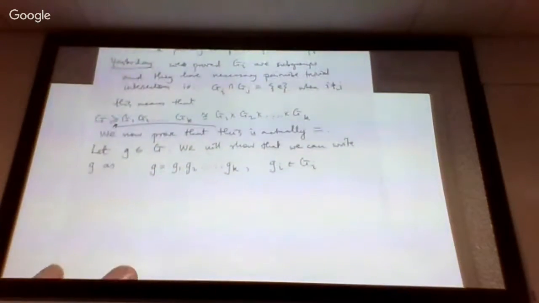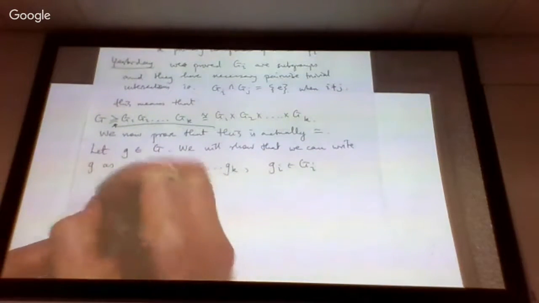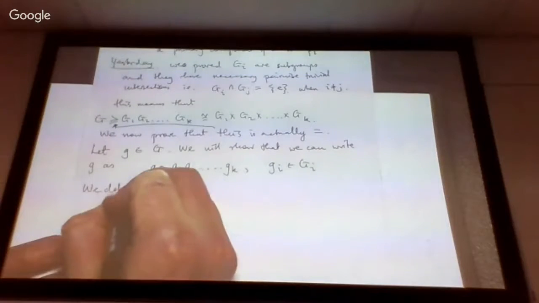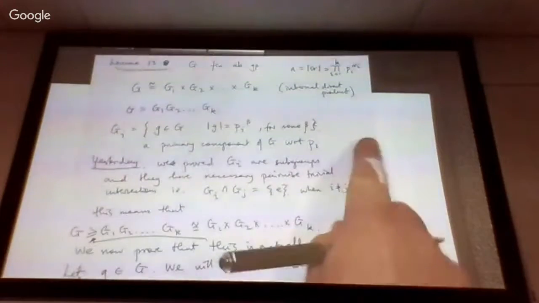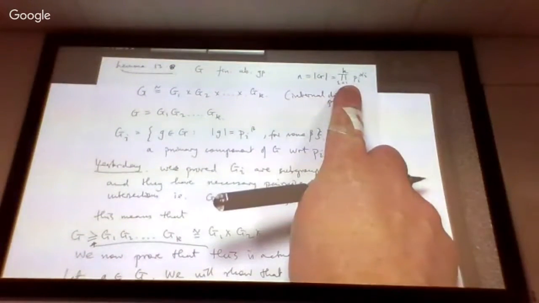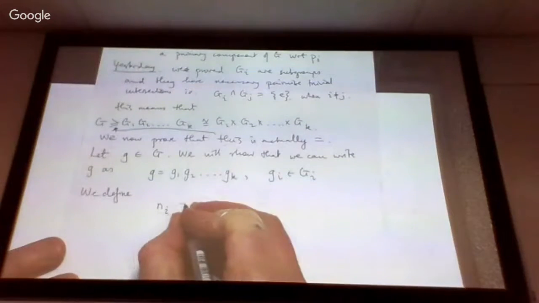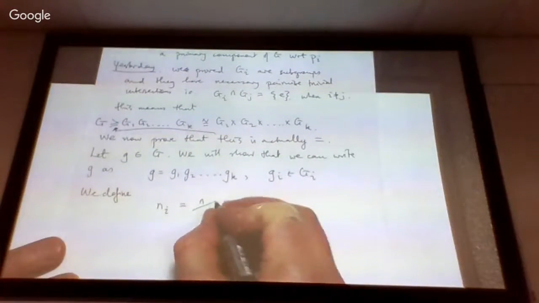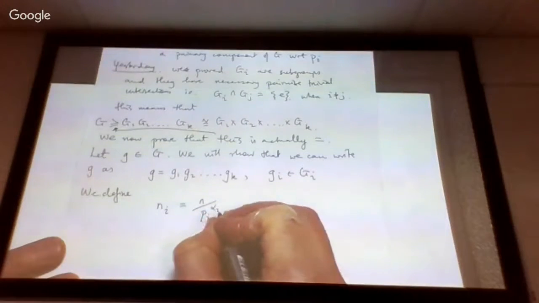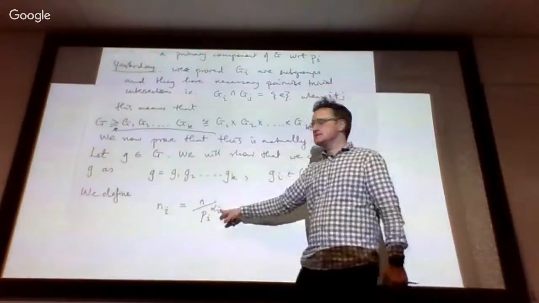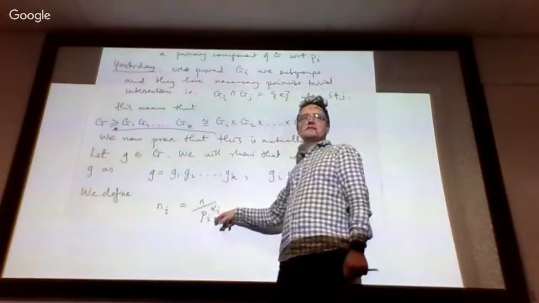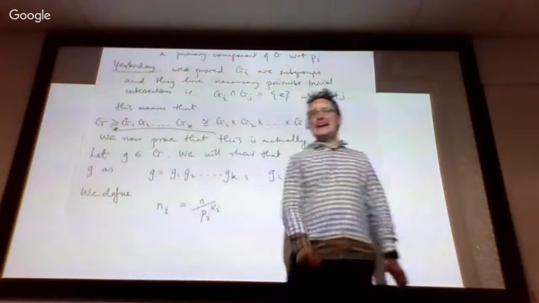There's a neat little, I'd almost say a trick, but a neat little construction that we can follow to get these. Remember n is the order of G. So n is the product of all the prime powers. We define ni to be n divided by pi to the power alpha i. So from n, you take away the prime power for pi, and that gives you your number ni.